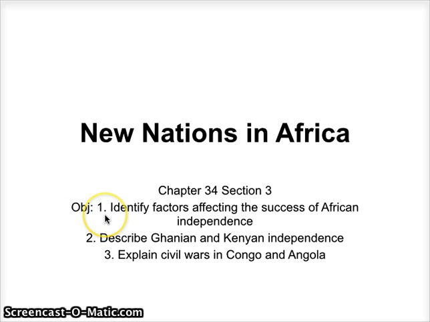Our objectives: identify factors affecting the success of African independence. Our second objective: describe the Ghanaian and the Kenyan independence. So we have two countries in Africa gaining their independence. Number 3, explain the civil wars in Congo and Angola. Now, Congo and Angola eventually gained their independence as well. So we're going to look at that as well.